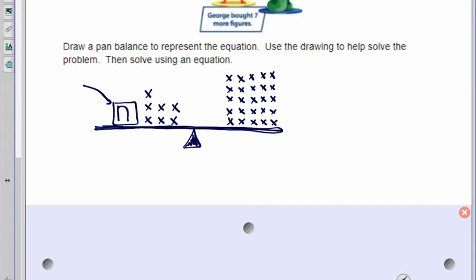So we'll write an equation also. So n, some number of figures, plus 7 more gave us our final 25. And we want to find out what the original n was worth.